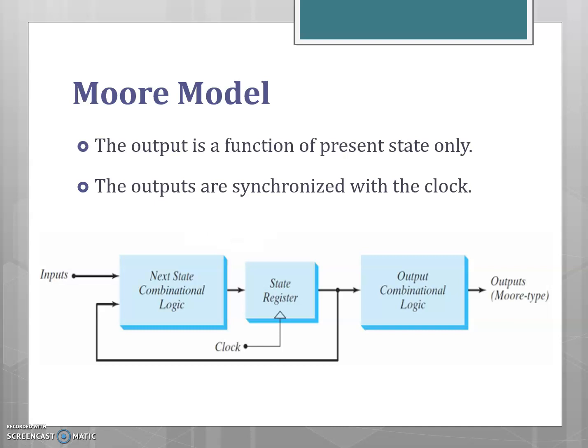In the Moore model, the output depends only on the present state. The structure of the Moore model is shown in the figure. Here, the output depends only on the present state. So, the outputs of the sequential circuit are synchronized with the clock because they depend only on the flip-flop outputs, which are synchronized with the clock.